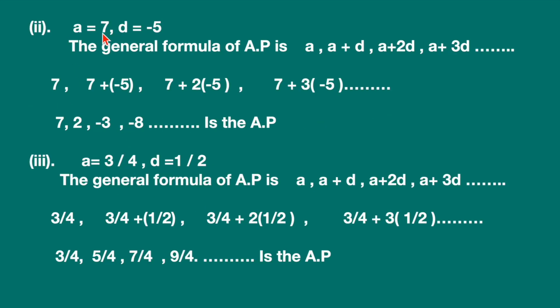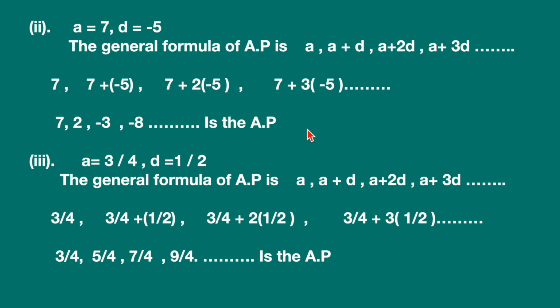Second sum, A is equal to 7, D is equal to minus 5. Write down the general formula. Now substitute A as 7 and D as minus 5. Here put minus 5. So 7 plus minus 5 is 2. 7 plus 2 into minus 5. 2 into minus 5 is minus 10. 7 minus 10 is minus 3. Similarly, you can do this. You will get minus 8.